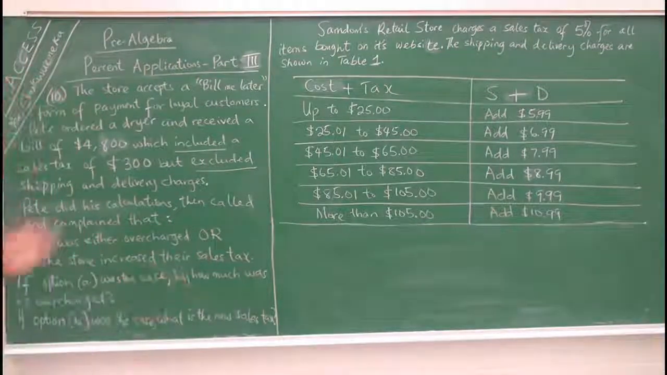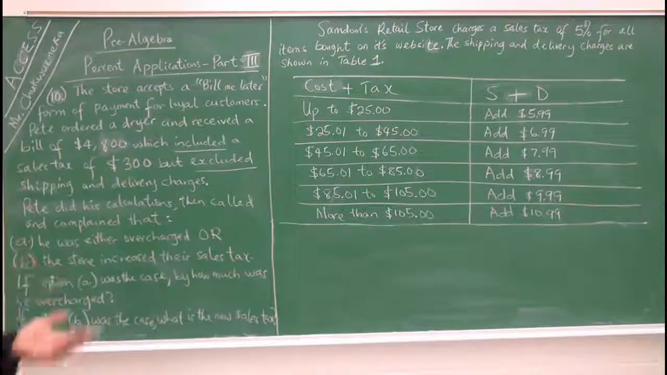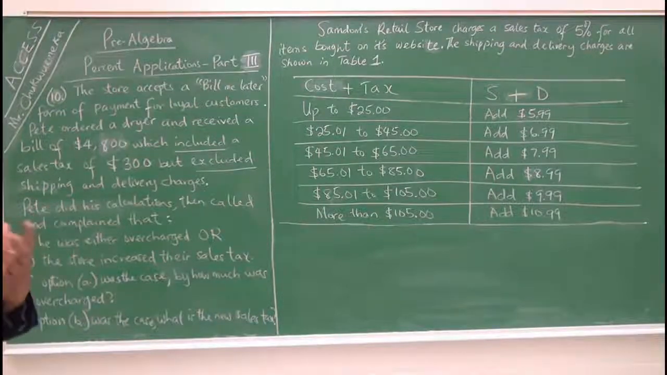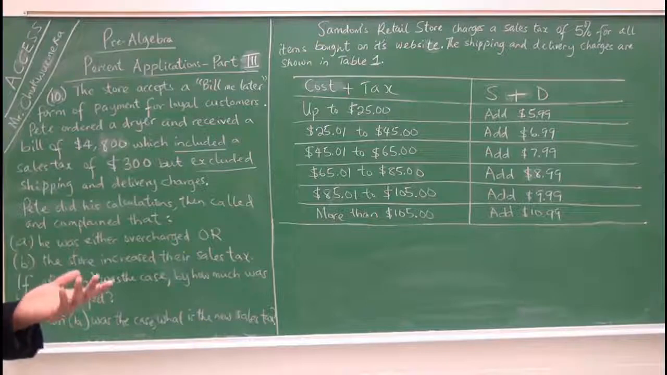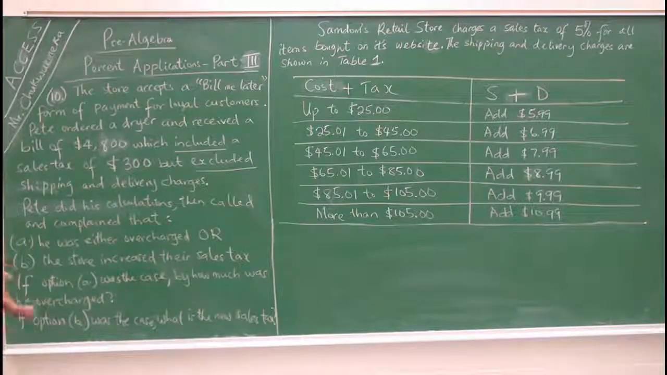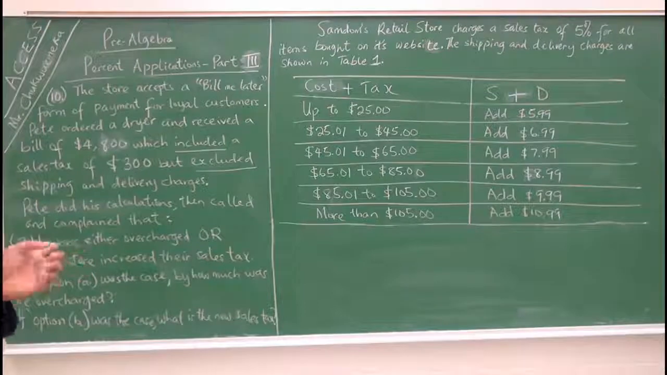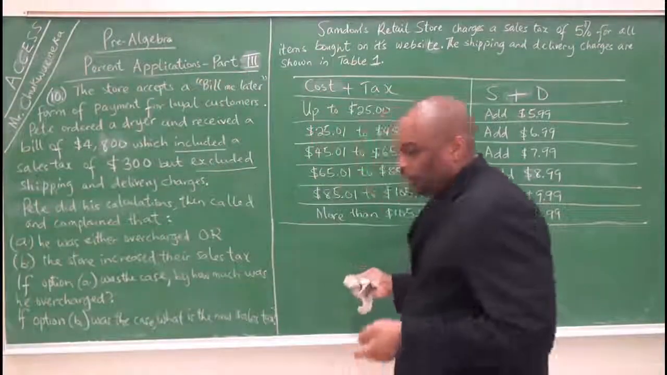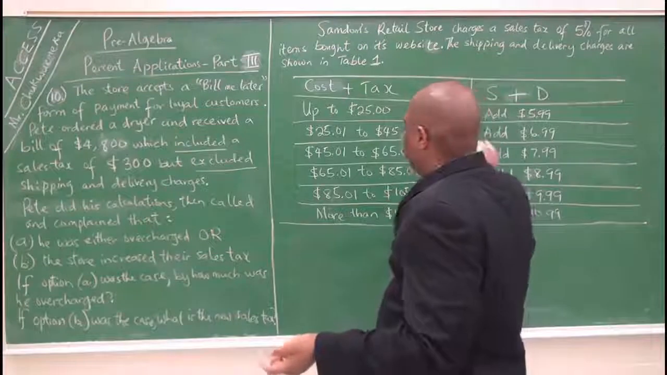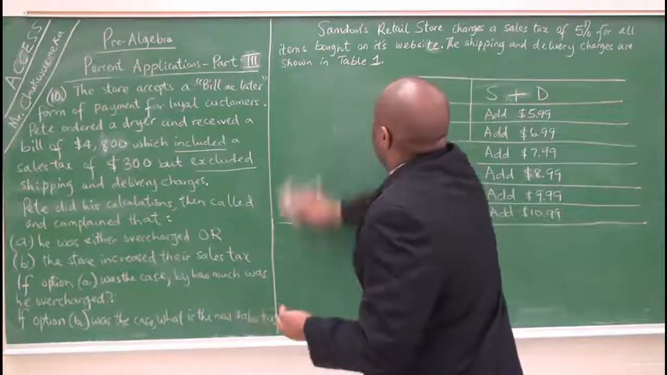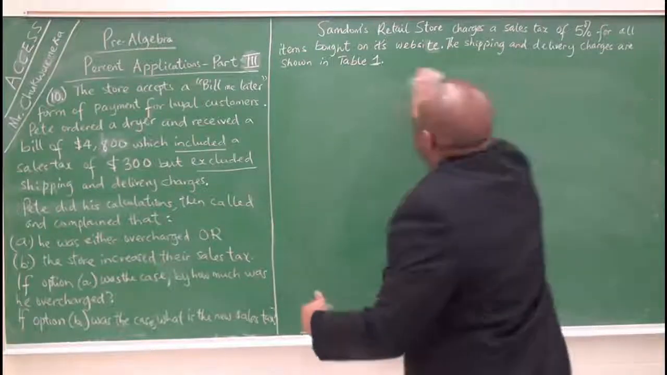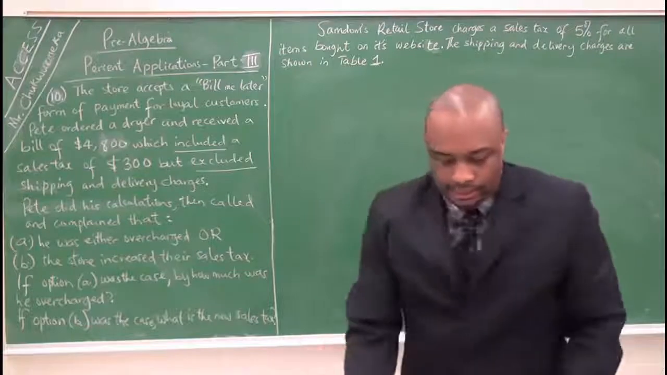So the question here is this: if option A was the case, then by how much was he overcharged? If it was true that he was overcharged, then let's find by how much. And the second question, if option B was the case, then what is the new sales tax? From this question, we see that we are not going to use shipping and delivery charges, so we just erase it because we won't use it. But we still need the sales tax.